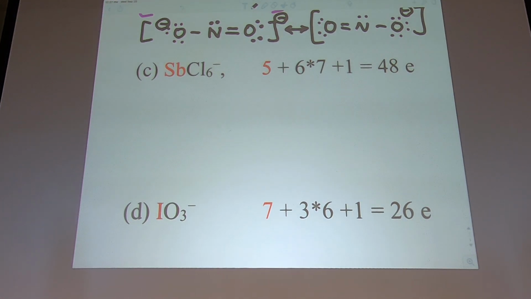Let's go to the antimony. Antimony, if you look at the periodic table, honestly, I don't remember where it is. If you look at that, it's underneath the nitrogen. Okay? If you go down from the nitrogen, this is the column 5 atoms. And then chlorine is 7, and then minus charge, extra electrons, so +1, 48.